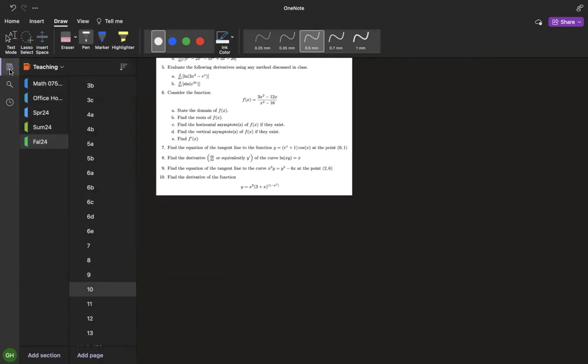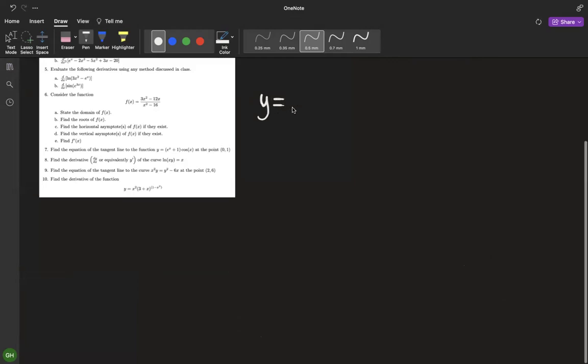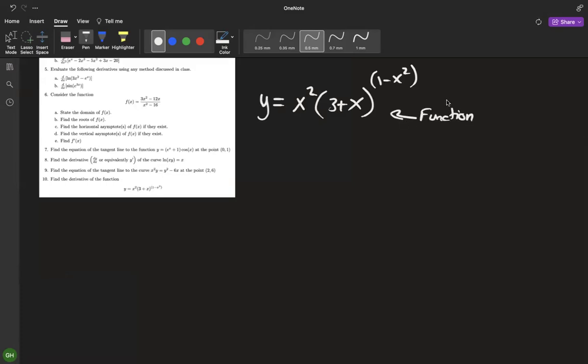Number 10, we're going to find the derivative of this function. We're going to find the derivative of y equals x squared (3 plus x) raised to the power of 1 minus x squared. Here we have a function of x raised to the power of a function of x. The only way we could deal with something like this is logarithmic differentiation.